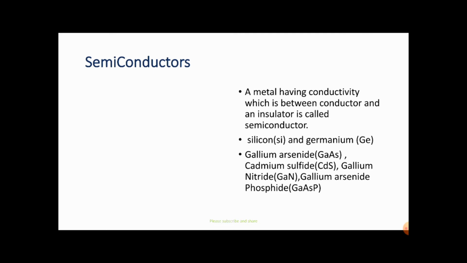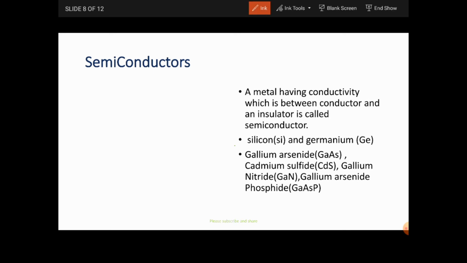And next, semiconductors. First, defining the semiconductors, a material which has a conductivity between a conductor and an insulator is called a semiconductor. Usually semiconductors are of single crystal and compound form. Single crystal, we have silicon and germanium. And coming to gallium arsenide, these are the compound forms. Gallium arsenide, cadmium sulfide, gallium nitride, gallium arsenide phosphide, GaAsP.